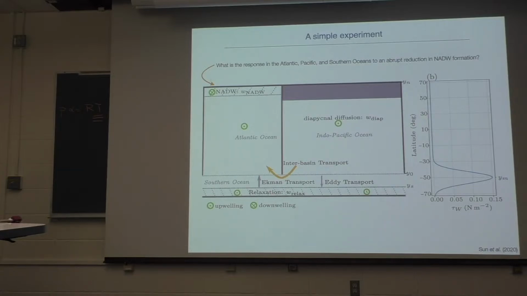And all we're going to do in this simulation is turn off this North Atlantic deep water formation, which is just parameterized by vertical velocity, vertical transport, and look at what happens to the transports at the southern edge of this basin.